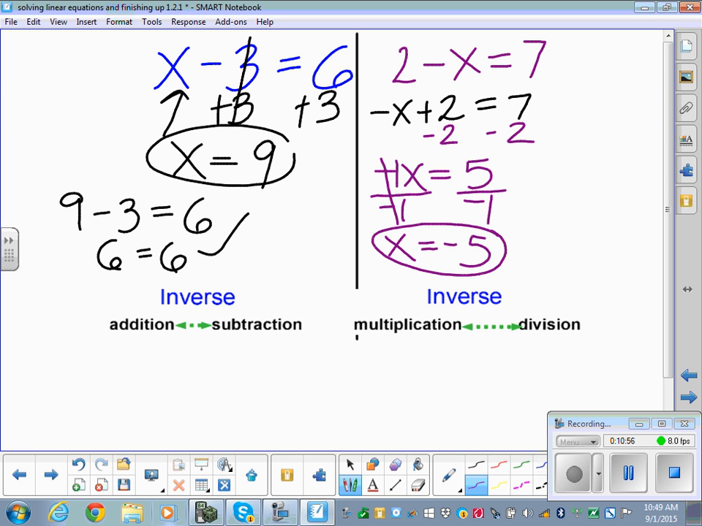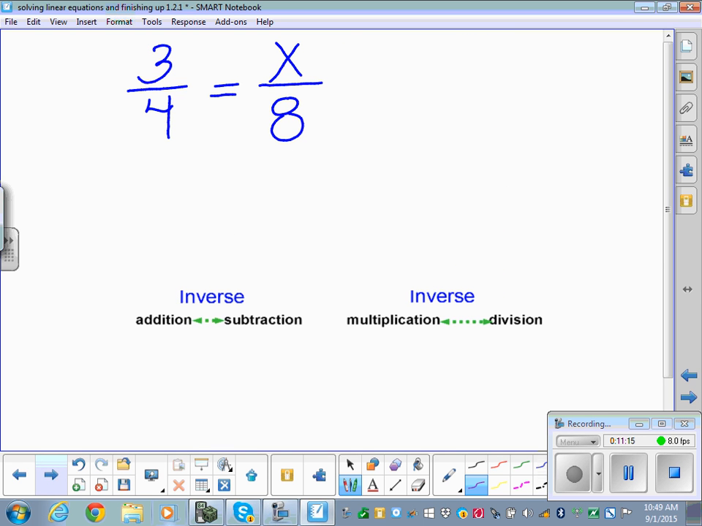Okay. Now we could check it. You plug in a negative 5 right there. We're going to have 2 minus negative 5. What happens when we minus a negative? Plus. Is 7 equal to 7? 5 plus 2 on the left. Okay. Awesome. Okay, let's get a little bit harder.